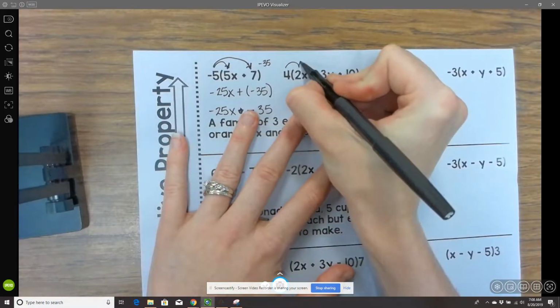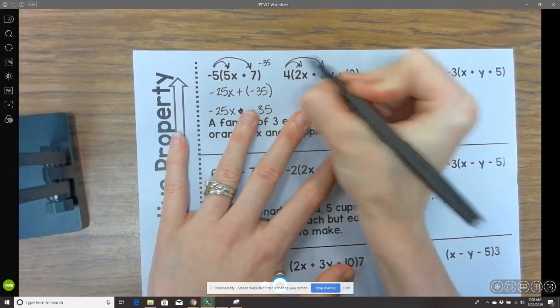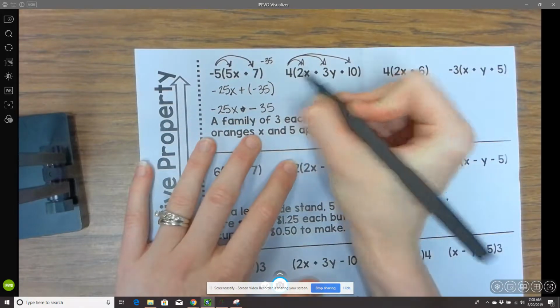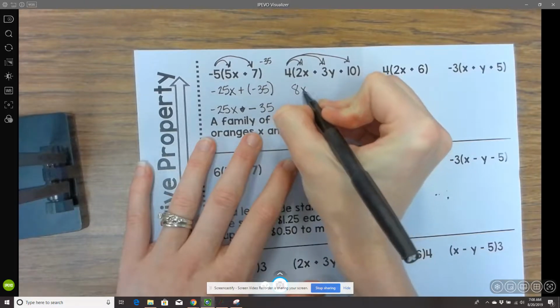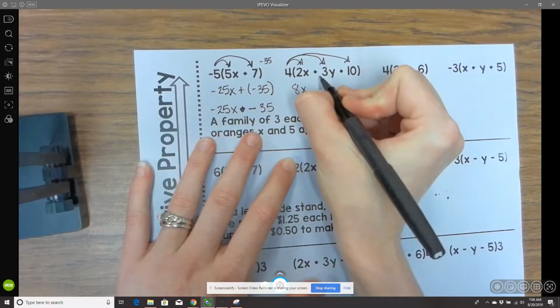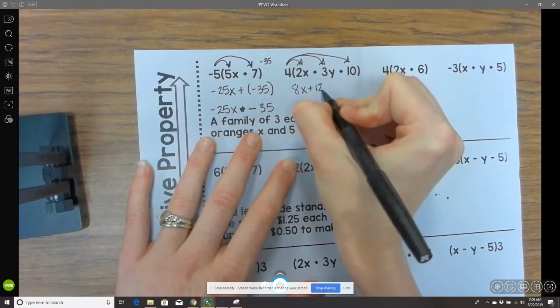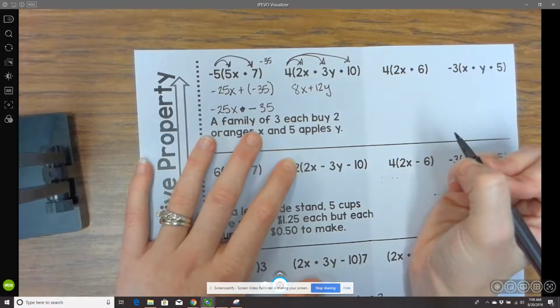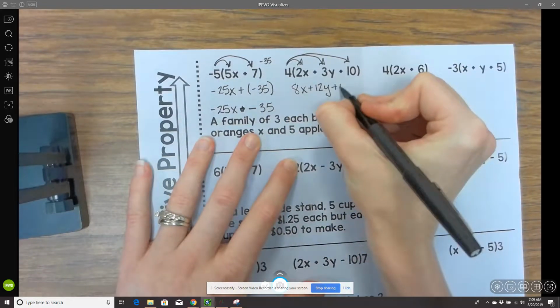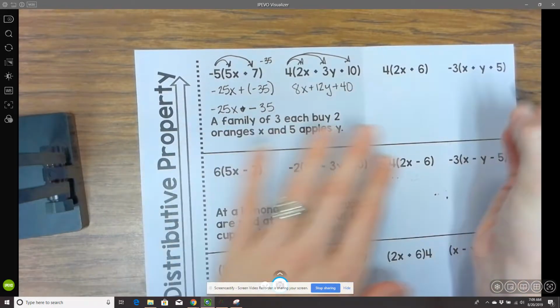So same thing here, we've just got 3 terms. And so we're going to multiply it out. So 4 times 2x would give me an 8x. 4 times 3y, so 4 times 3 would give me a 12. So plus 12, and then you just tack your variable onto the end. And then 4 times 10 would give me a positive 40.